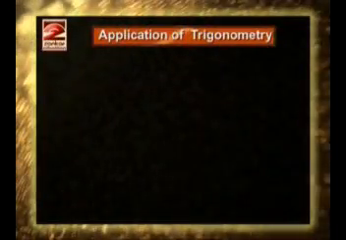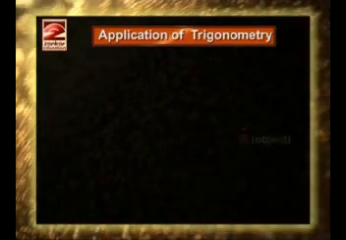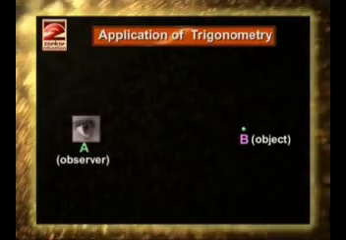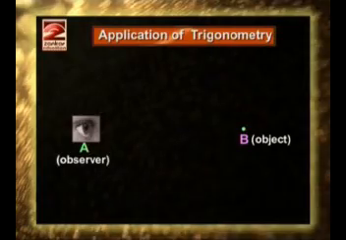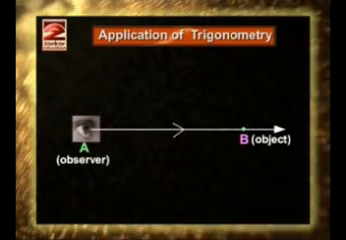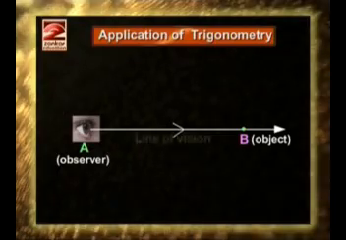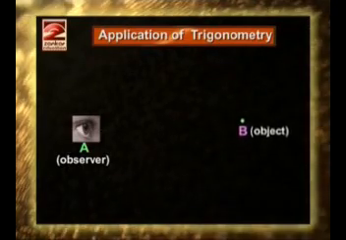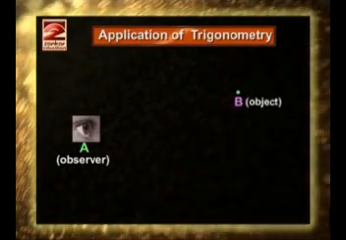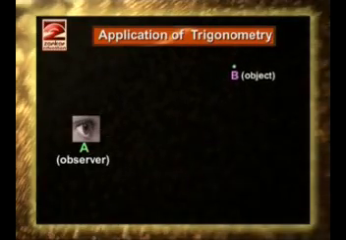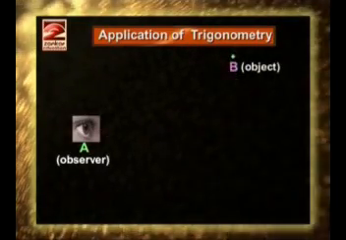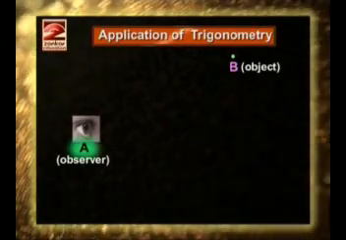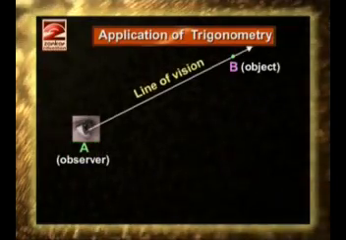Now next we'll see the application of trigonometry. Here B is any object and the observer is at the location A. So, if the observer is looking at the object B, then the line AB is called the line of vision. Now, the position of the object is changed and B is at a higher position. Then, if the observer is at point A, AB is the line of vision.